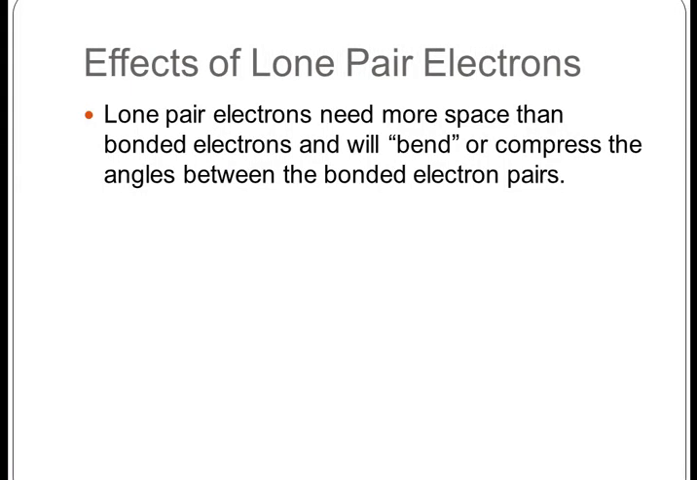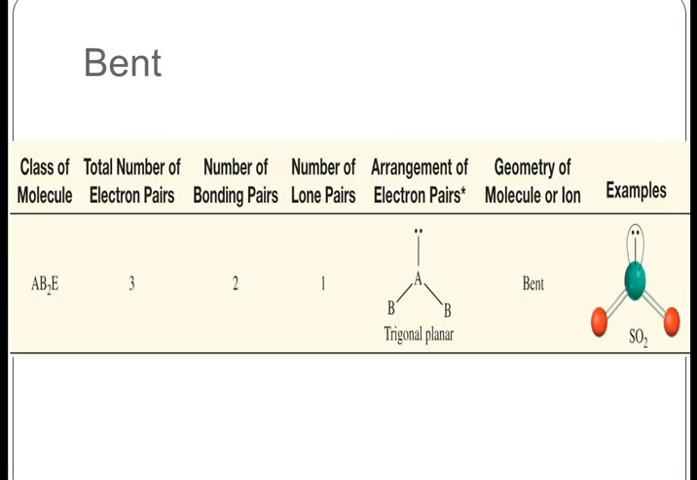But then what happens when we start adding in lone pairs? Because we know we have a lot of molecules that have lone pairs of electrons. So how does that affect the molecule differently than when it has a bonded pair? And this is key. Lone pair electrons need more space than bonded electrons and will bend or compress the angles between the bonded electron pairs. Okay, so they cause a slight variation in the bond angles because they need more space, so they force those bonded pairs down. And the first one we're going to look at here is called a bent.